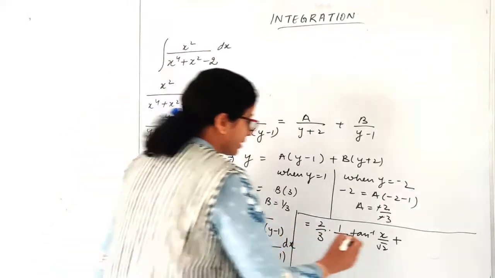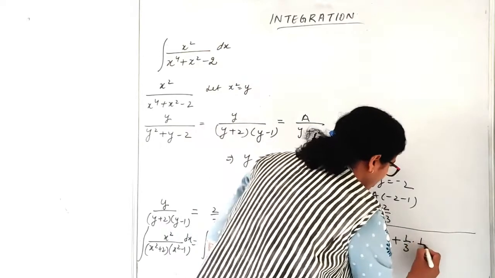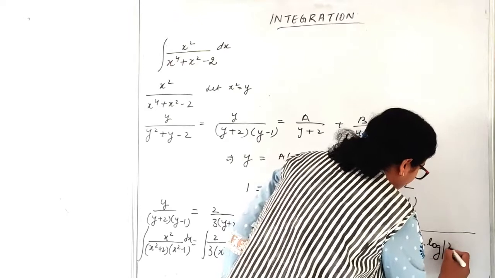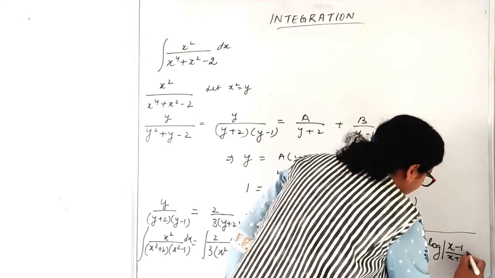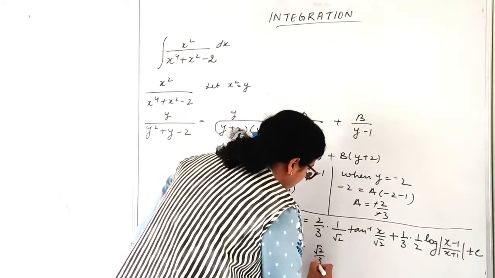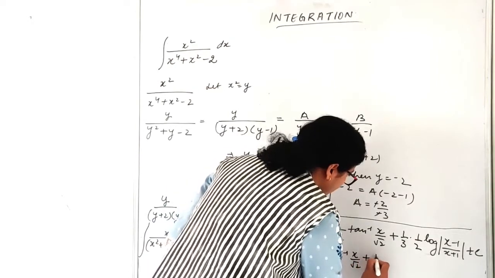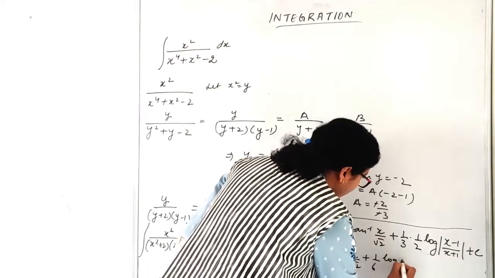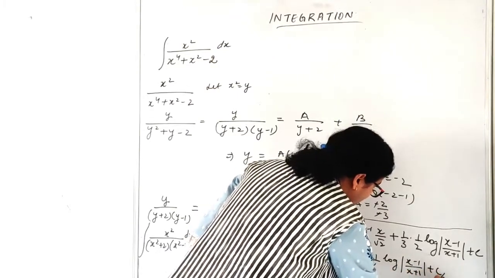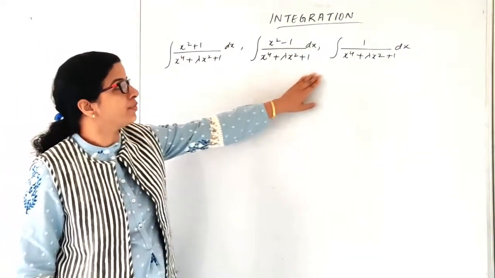So we'll integrate this part. So 1 upon 3 will copy as it is. 1 upon 2, instead of a I have 1, so 1 upon 2 log (x minus 1) upon (x plus 1) plus c. I can further write it as root 2 upon 3 tan inverse x by root 2 plus 1 by 6 log (x minus 1) upon (x plus 1) plus c. Done.